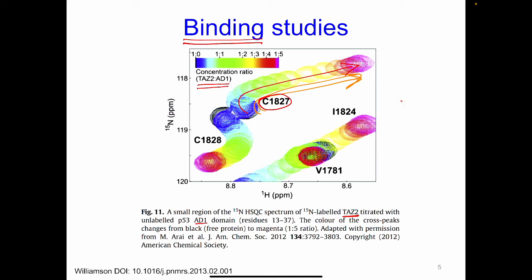If you end up seeing a trajectory that is non-linear, this already indicates intermediate states could be present in such binding processes. On the other hand, if you end up seeing a linear line, as you see in this case, it could indicate that the given residue does not sample any intermediate states while the binding goes on. And once again, you are also able to see a similar effect here where C1828 is also seeing a non-linear trajectory. These kinds of studies would help one understand how the binding of the AD1 domain goes with the TAS2 domain.